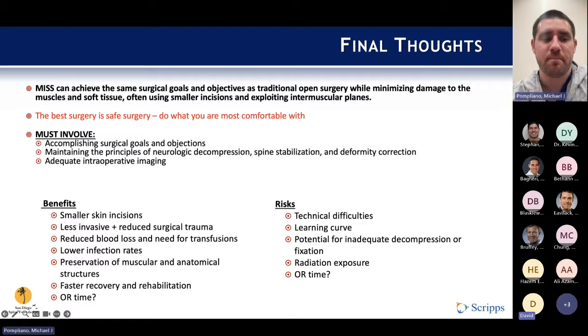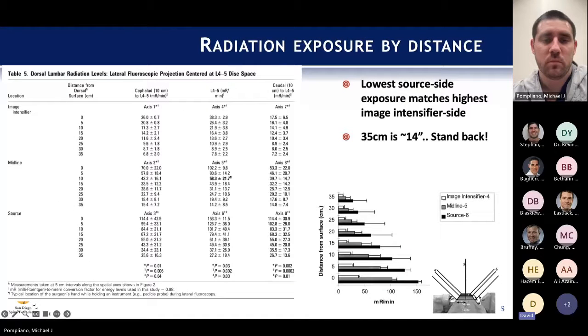That's all I got. Any questions? I have a question about what you said. It was 35 centimeters, or what was it? 35 centimeters was about 14 inches.